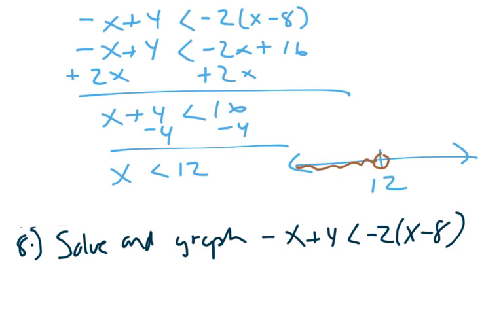So negative 2x plus 16 over here. Then I added 2x to both sides, so those cancel out, leaving me with 16. Negative x plus 2x is positive 1x. Then I subtracted 4 to get x is less than 12. And then on the graph, less than is to the left, and the 12 is not included, so we would use an open circle. So hopefully that went pretty well.